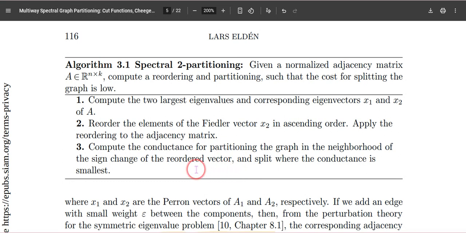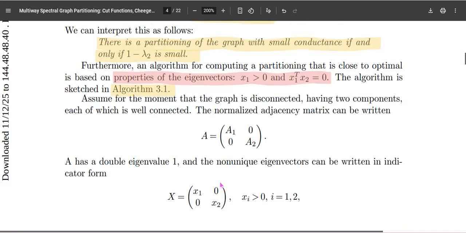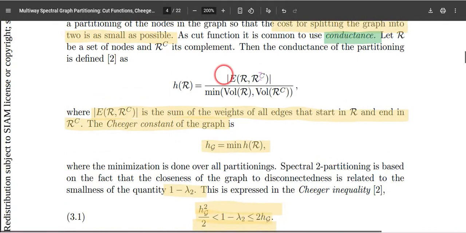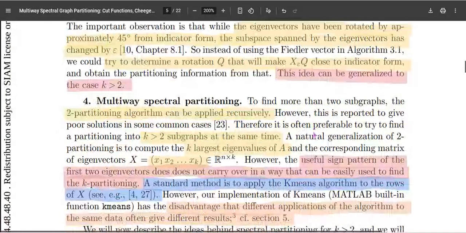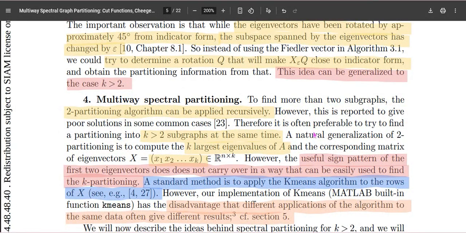So choose that element and try to reorder and split again until this conductance that we have defined here becomes a smaller value. So this algorithm 3.1 can be extended straight away to 3.2, sorry, to k greater than 2. One idea is to use 3.1 recursively: first split it into two, then take the first one and again split it into two, take the second one, again split it. So that can be easily and straightforwardly extended.